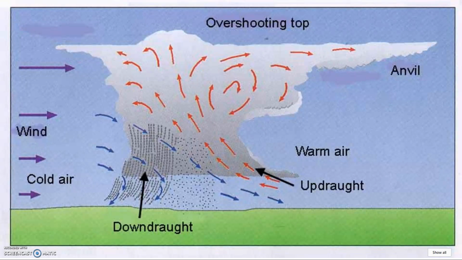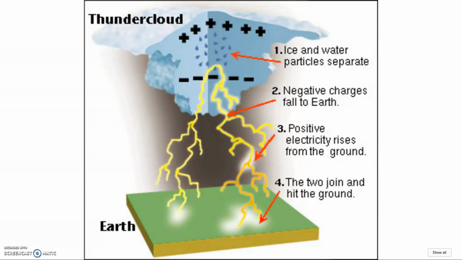Cold fronts can also make thunderstorms, because when the warm air rises, it condenses, and then it causes rain or precipitation. The electrons from the cloud hit the ground, and when the electrical discharge occurs, it makes lightning.